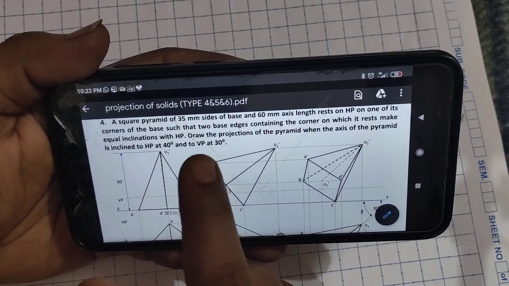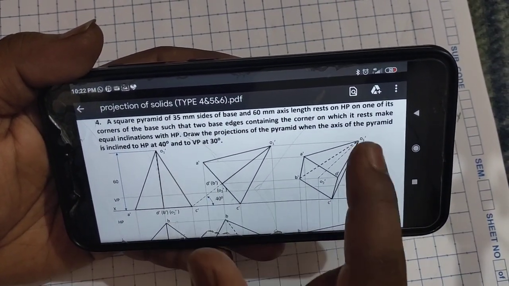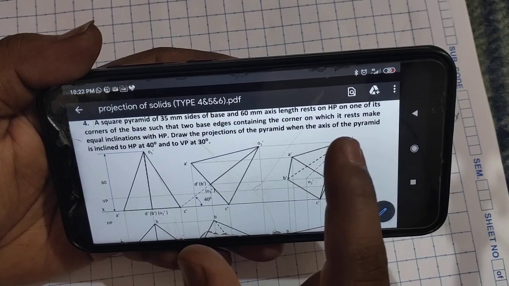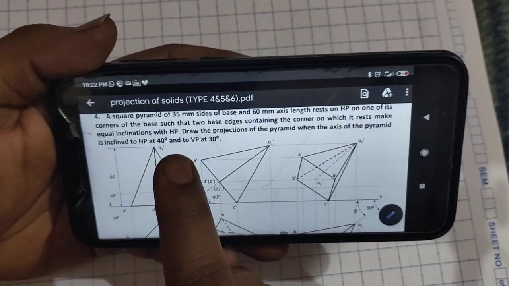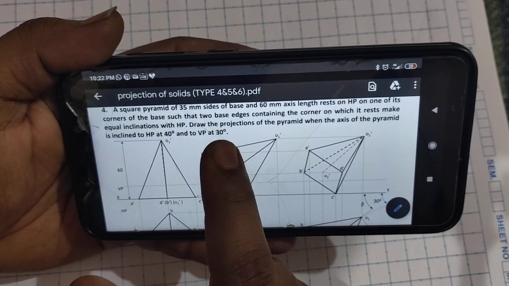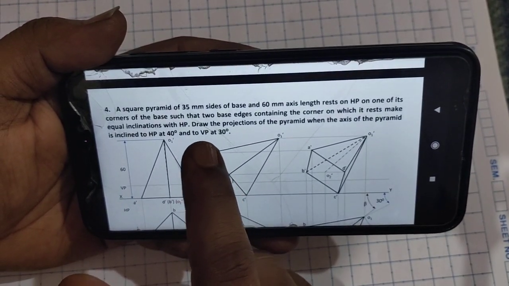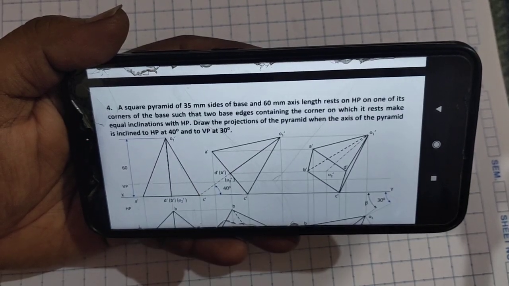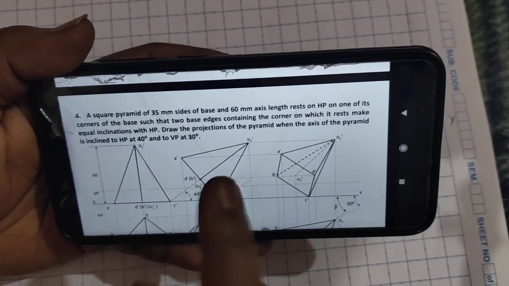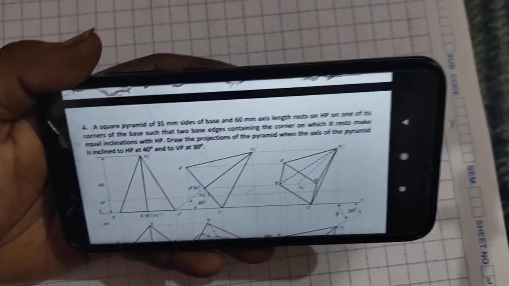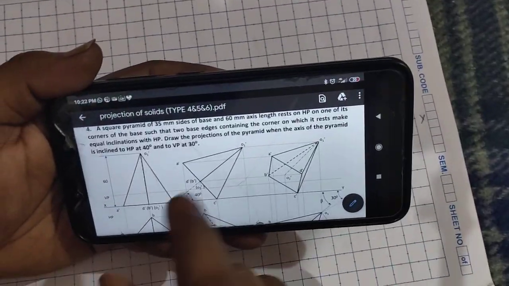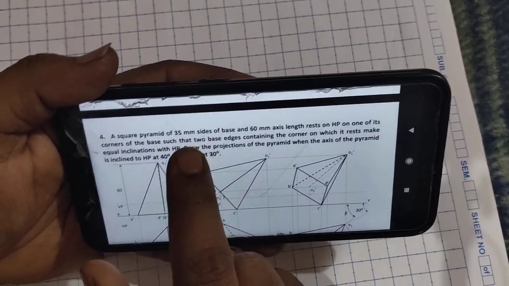So please be aware, here it is saying when the axis of the pyramid is inclined to HP at 40 degree and VP at 30 degree. That means when the axis is inclined to both HP and VP, it's a beta problem, and here there is no word of apparent. So obviously we have to identify the beta angle. To do this, please remember important points.